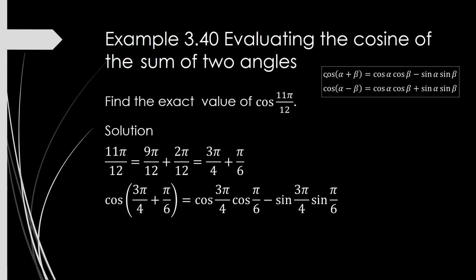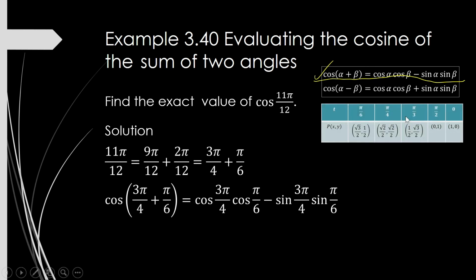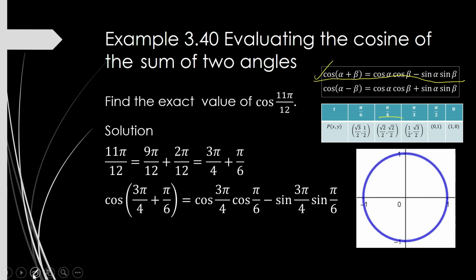So we shall use this. Cosine of alpha plus beta is cos cos minus sin sin. And what is cosine of 3 pi over 4? So the reference angle for that. Again, I am going back to the details of how to evaluate circular functions because this is a great chance to review how to evaluate circular functions. So this is our reference angle, pi over 4. But 3 pi over 4 is in the second quadrant. The reference angle for that is pi over 4.